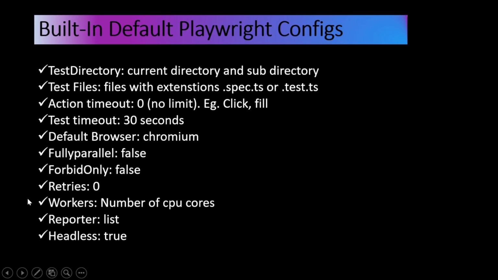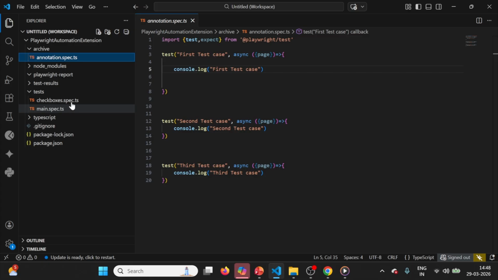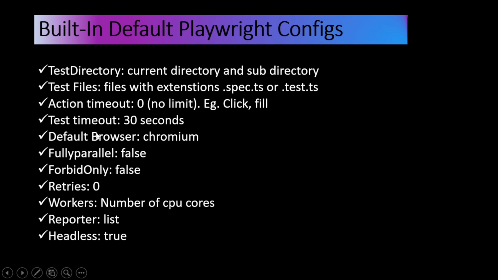Talking about workers, in my system, the CPU core is 4. So workers should be created depending on the CPU core and depending on the files, right? So in my case, we have 3 files. So there would be 3 workers which would be executing 6 test cases, right?